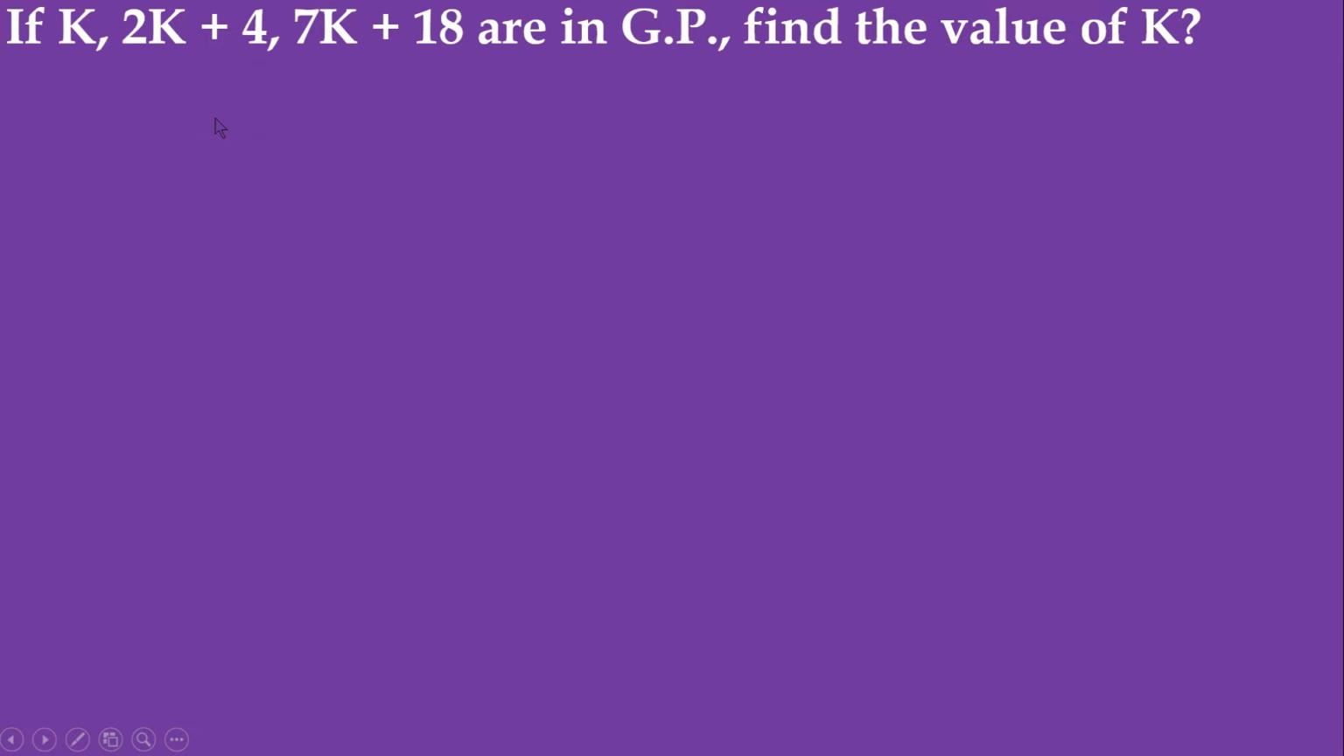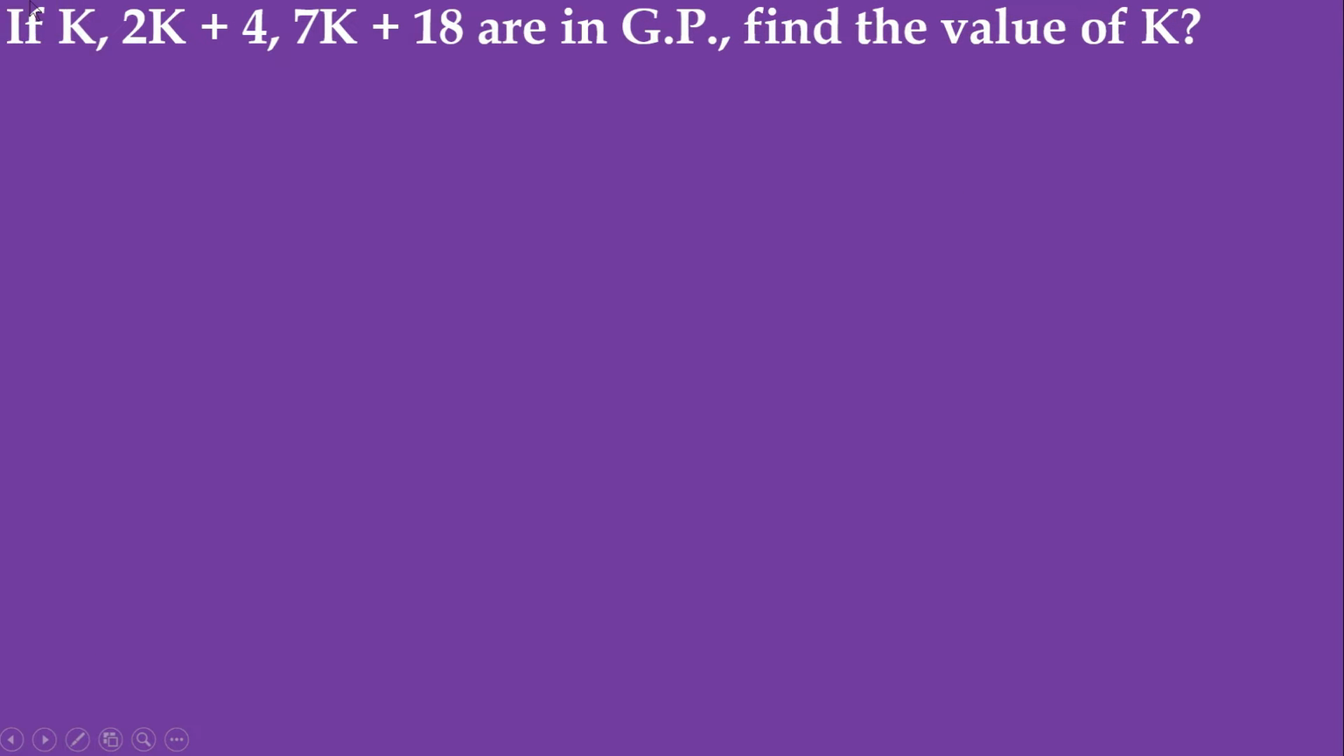Today I'm going to solve a problem from the concept geometric progression. So first I will read the question. If k, 2k plus 4, 7k plus 18 are in geometric progression, find the value of k.